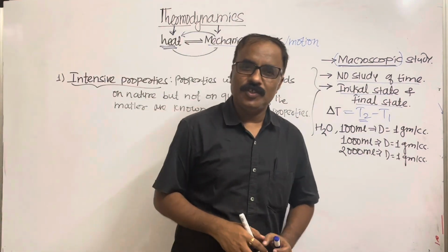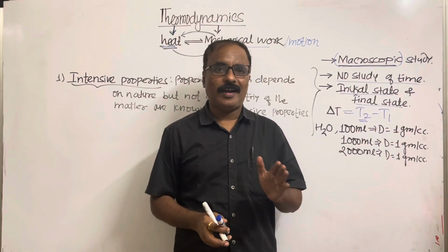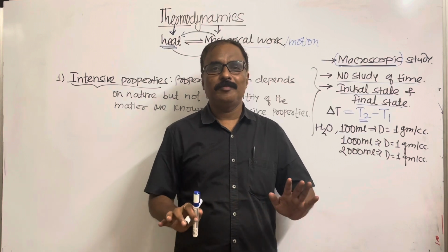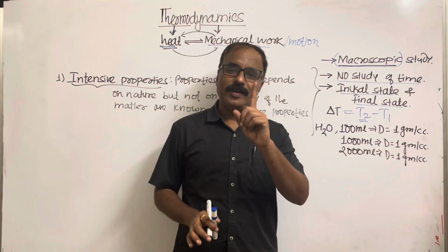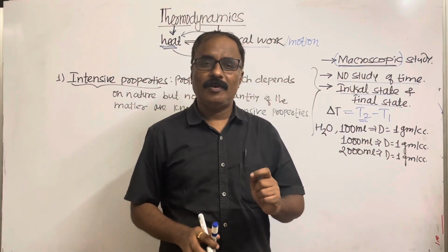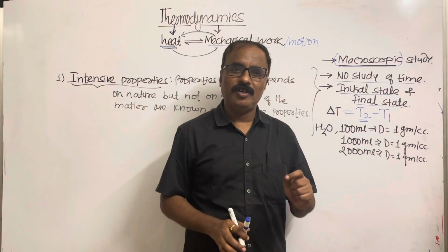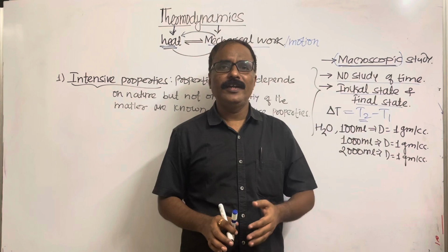A property which depends only on nature, not quantity. A property that does not depend on quantity; its parameter does not depend on the quantity of the matter. Density does not depend on quantity: the density of 1 ml water is 1 gram per cc, the density of 10 ml water is 1 gram per cc, the density of 100 ml water is 1 gram per cc. That means it does not vary with quantity, so it depends only on nature.